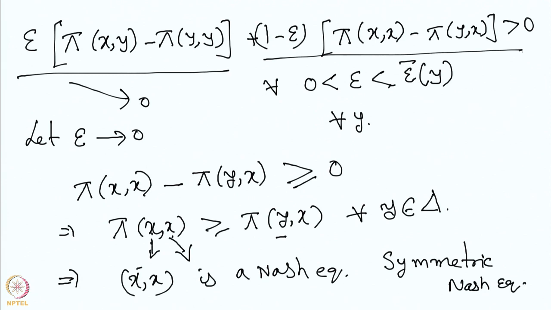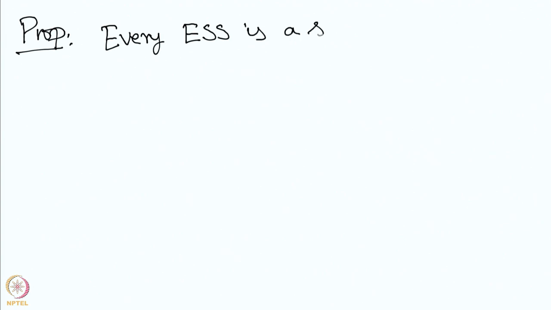Okay, so what is interesting here is that the proposition is that every ESS is a symmetric Nash equilibrium. If x is an evolutionary stable strategy, then it is always a symmetric Nash equilibrium. Now in the following theorem, we in fact provide one characterization for the ESS. So let me make the statement. Theorem: the following are equivalent.